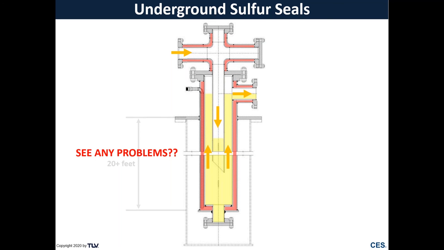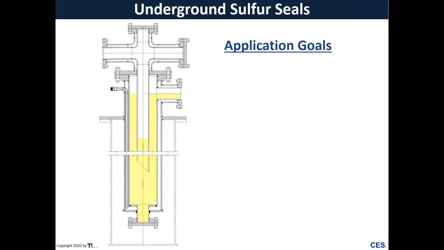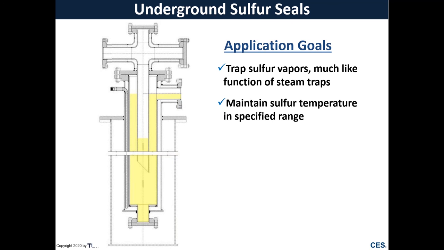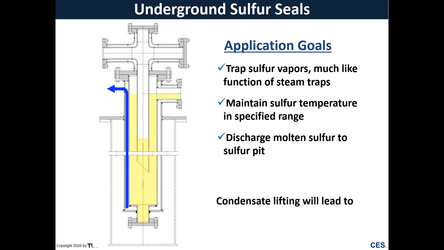Now, wondering if you're seeing a problem with this. So to summarize the goals, this is designed to trap sulfur-lined vapors, maintain the liquid sulfur at that 120 to 150 degrees Celsius range, and discharge liquid sulfur back to the sulfur pit. But as you probably guessed, vertically lifting the condensate from the bottom of the seal to the condensate outlet will inevitably cause steam locking.